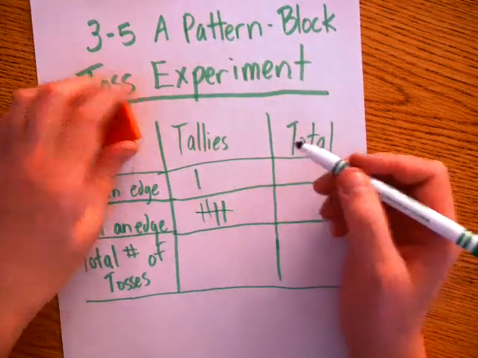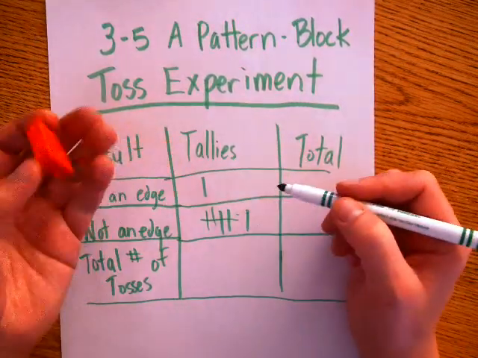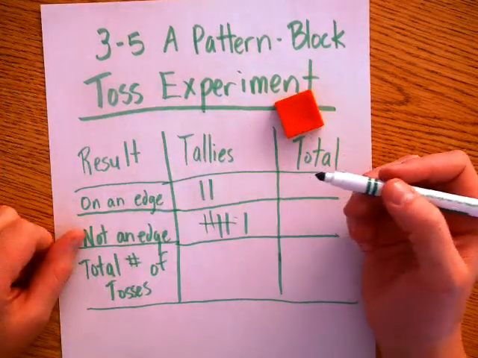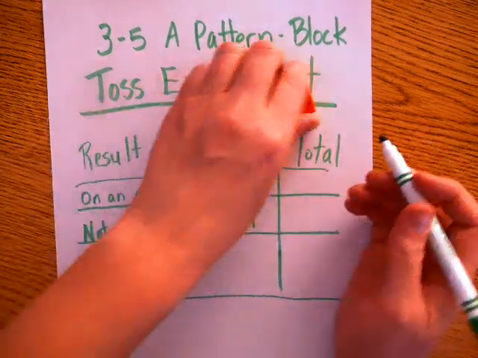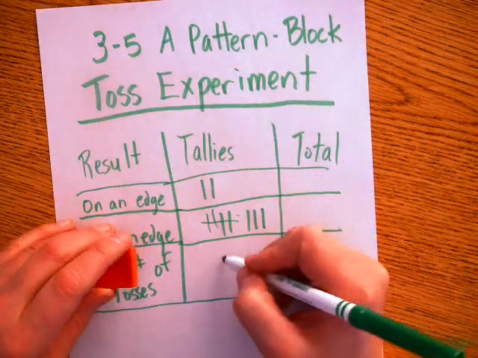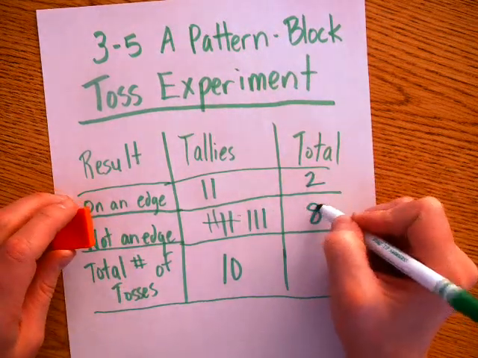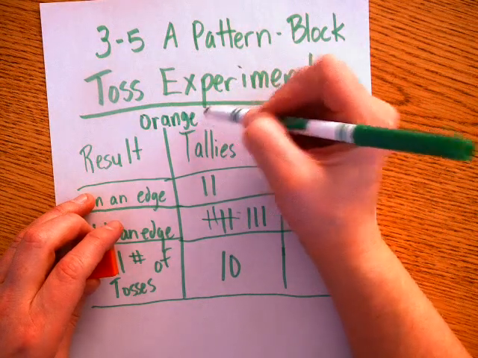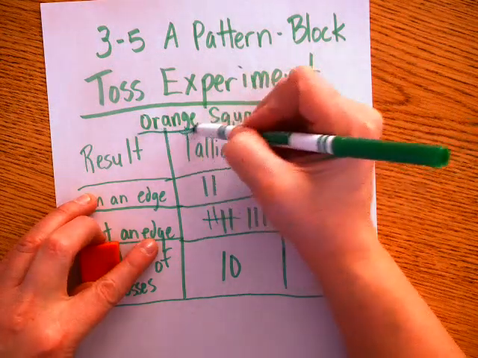Not an edge. See, for number 5, I mark it across for the tallies. Not an edge. That one time it landed on an edge. Okay, and not an edge. So far we have 5, 6, 7, 8, 9. We'll do one more. Not an edge. Okay, so total number of tosses, I'm just going to write 10. So there were 2 for on an edge and 8 for not on an edge. And this was the orange block. Okay, so the orange, we'll say the orange square. Alright, so we've done the orange square.